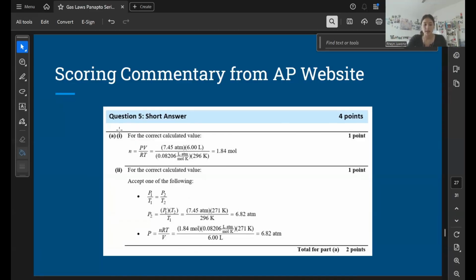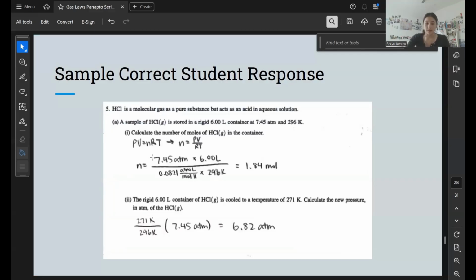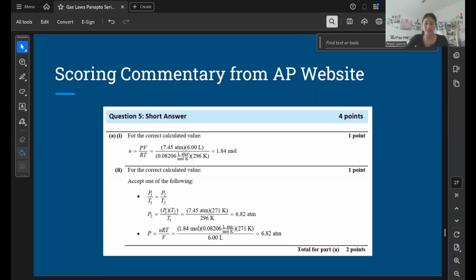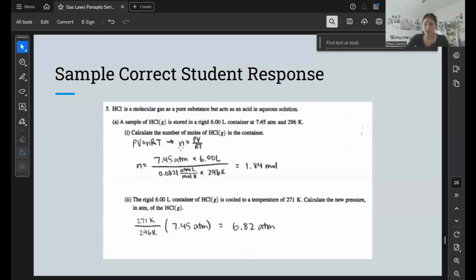You don't need to worry if you wrote out stuff differently, just as long as you have the same general framework. Again, formula, plug in formula, answer to correct sig figs. As you can see, this student, it wasn't exactly what they have here, but for part I, it was pretty similar and they got the correct answer, so they got full credit.